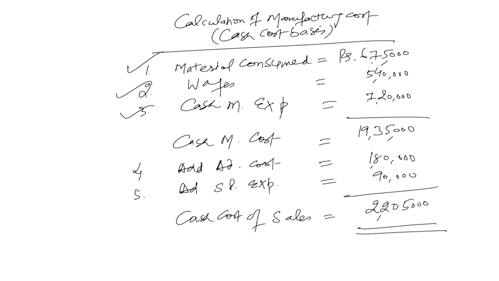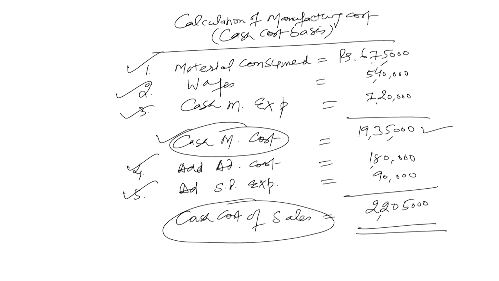Cash manufacturing expenses we have taken as cash. So we have calculated the cash manufacturing cost first, which works out as 19,35,000. Then we have added the administrative expenses, then we have added the sales promotion expenses. So this has become the cash cost of sales. This is the manufacturing cost, and this is the final cost of sales, which is on the cash basis. Nothing on a non-cash basis has been calculated here.